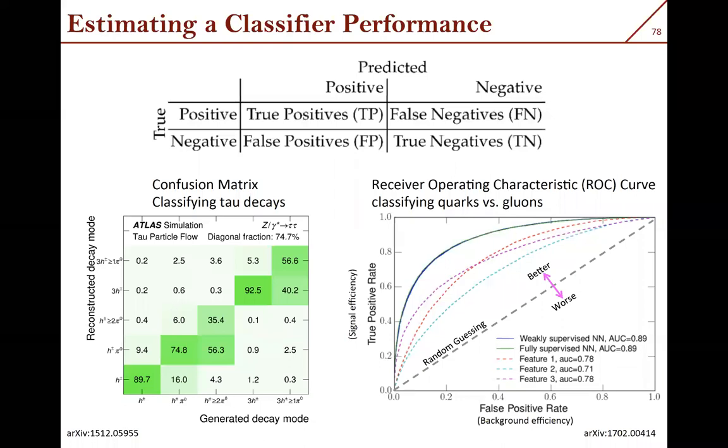But then, how do I quantify whether I should go for that or not, right? That's the question that Dukhi-san posed. And the way we do it, you look at the classifier performance, which we also call the ROC curve, or receiver operating characteristic curve.